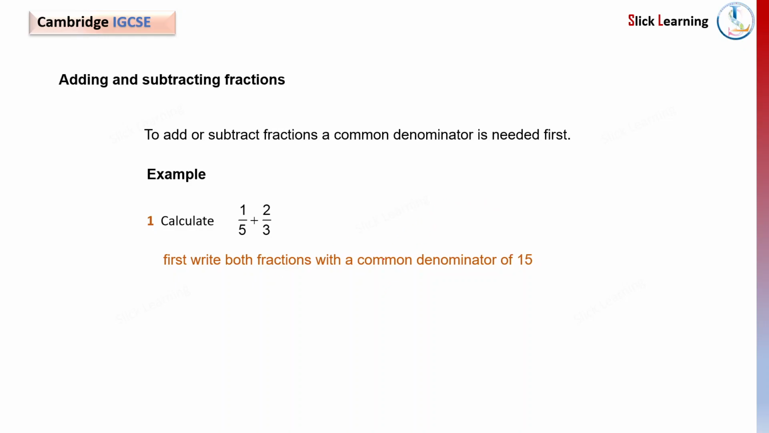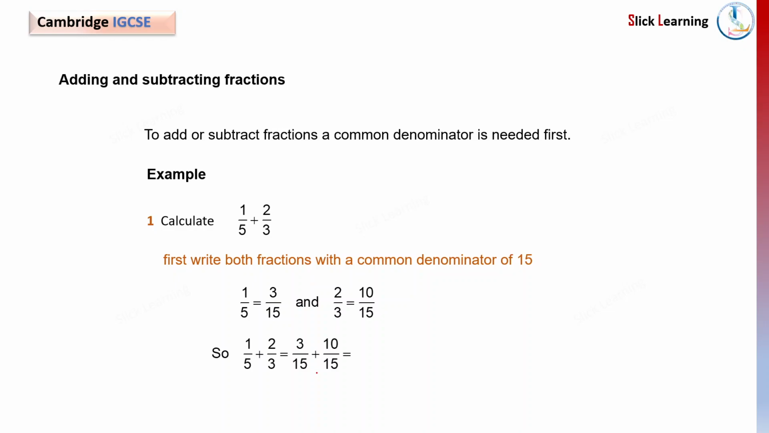Here 1 over 5 will be multiplied by 3: we multiply numerator and denominator by the same number to get 3 over 15. Similarly, we'll do it for 2 over 3. To make the denominator 15 we have to multiply by 5, and we get 10 over 15. So we now have the same denominator for both of these fractions.